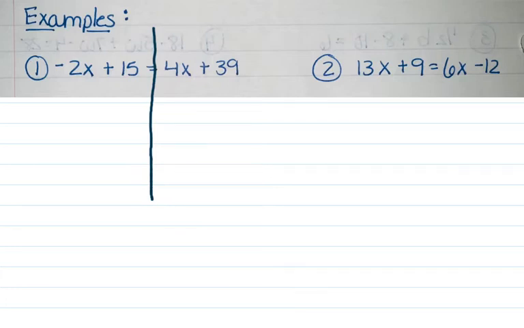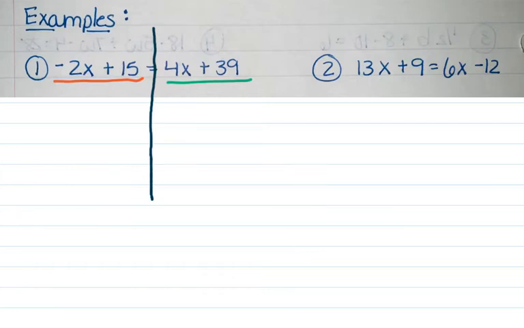Do I need to distribute? No, because there are no parentheses. Do I have like terms on the same side? Which means you need to check one side and then the other. You can see on the left here I have negative 2x plus 15. There are no like terms. I don't have any like terms on the other side either. I have 4x plus 39.